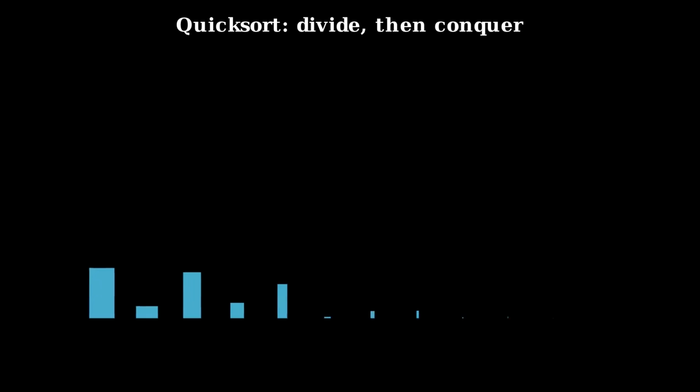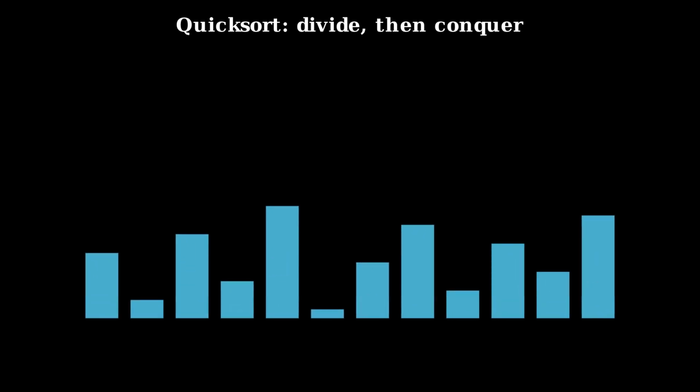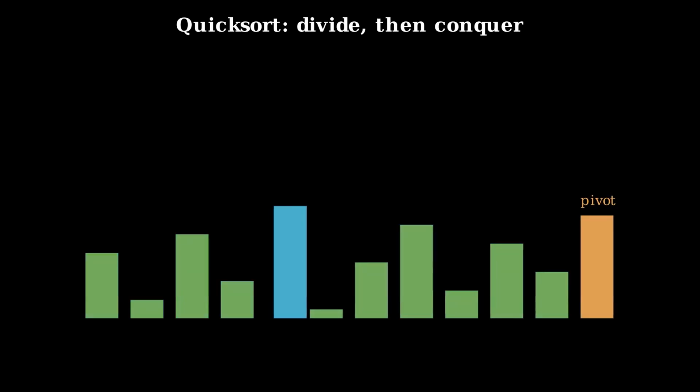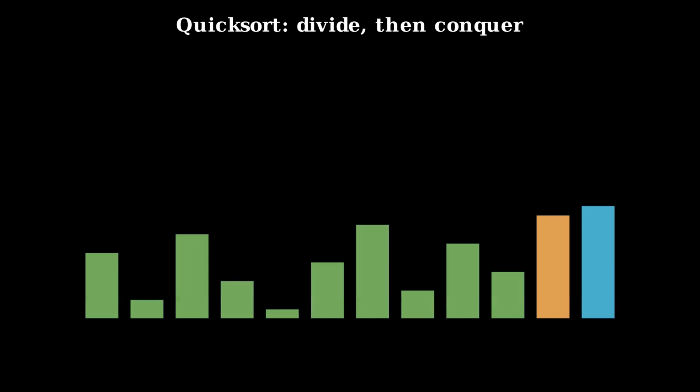Quicksort is cleverer. Instead of comparing everything to everything, it divides the problem. Pick one number as the pivot. Then split the list into two piles. Everything smaller goes left, everything bigger goes right.